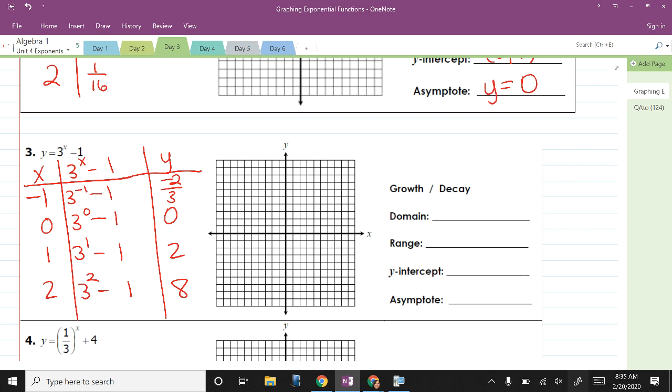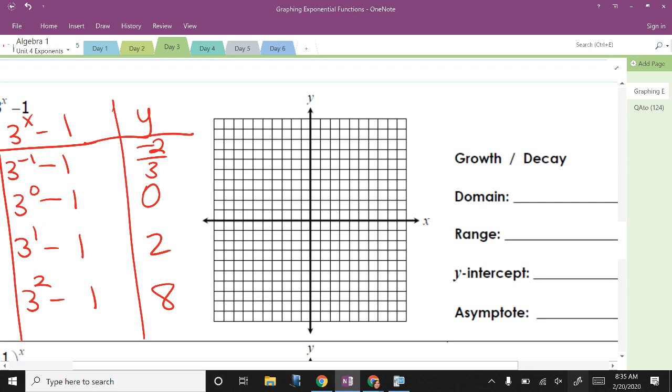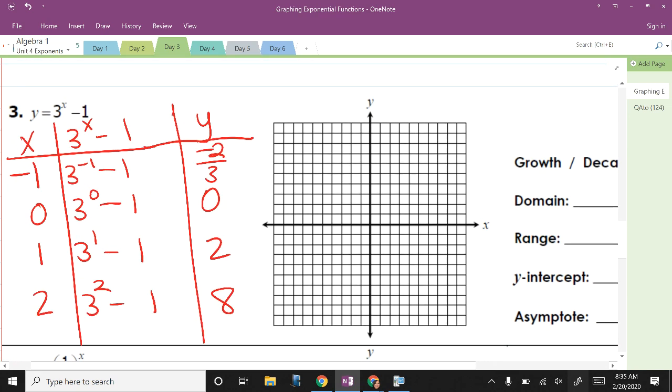The origin. Okay, so let me get right here. I zoomed in a little bit. So, negative 1, negative 2/3. I go left 1 and down 2/3, which is almost to negative 1, but not quite. And then (0, 0), of course, is the origin. And then (1, 2), right 1 up 2. And then right 2 up 8. So this one's pretty steep.